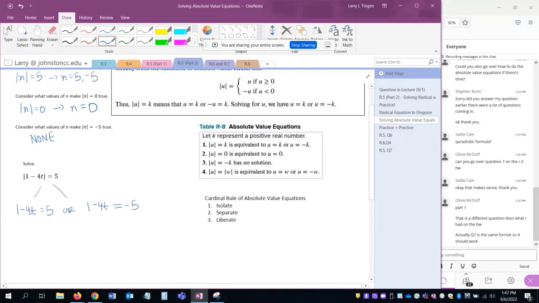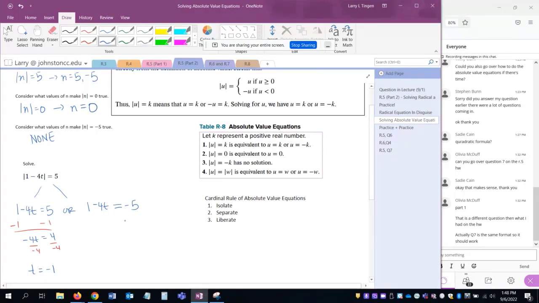These are linear because the highest degree of the variable is 1. So everything with a variable on one side, everything without on the other. Subtract 1, subtract 1. -4t is equal to 4. Divide by -4, divide by -4. T is equal to -1. T being -1 is fine because I can put a negative number inside the absolute value. What I cannot do is have a negative number as the answer of an absolute value.